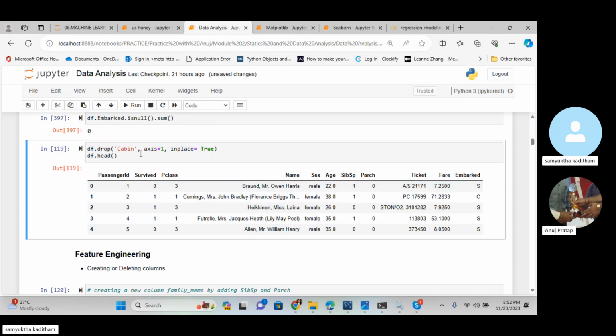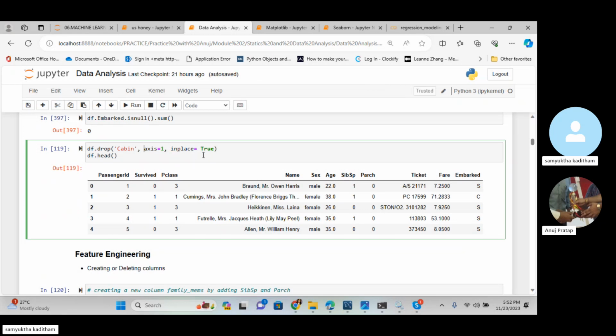For dropping cabin, we are using df.drop, then the column name, then axis equal to 1, because we have to select the column, right? For columns we use one, and for rows we use zero. Since there is a concept that if we use zero, then that will work for the row. 0 for row, 1 for column.